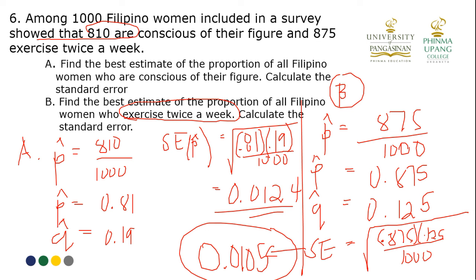Okay, depende yan sa instructions na ibinigay. Always follow the instructions if ever na may nilagay doon na 4 decimal places, 2 decimal places, something like that. Basta palagi kayong mag-round off sa final answer na lang. Huwag kayong mag-round off sa solution. Tandaan nyo yun.